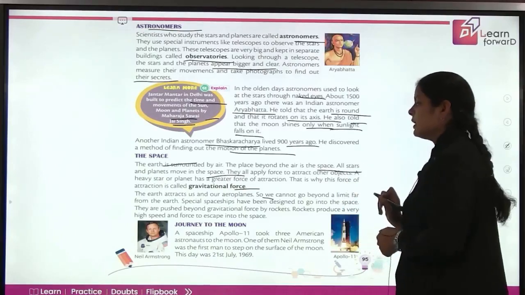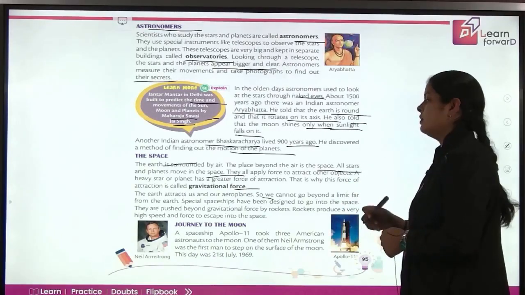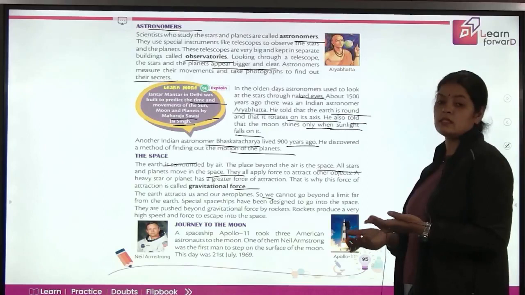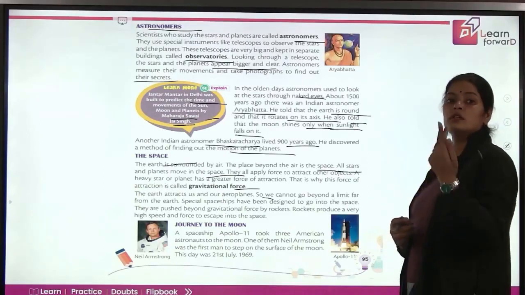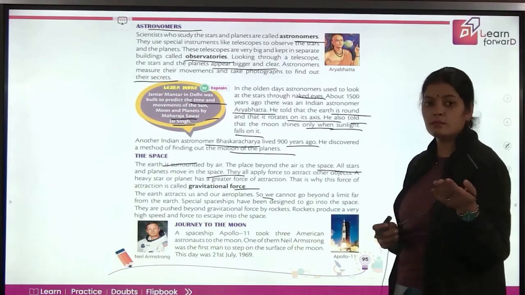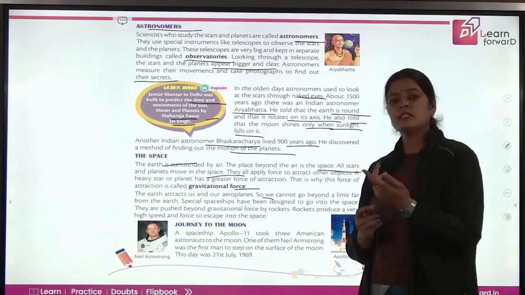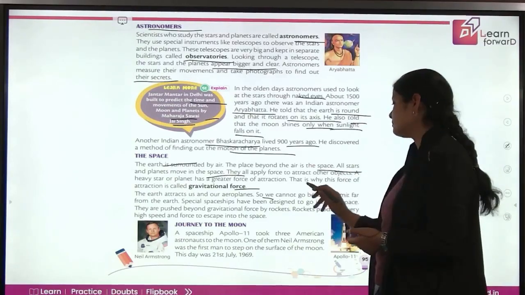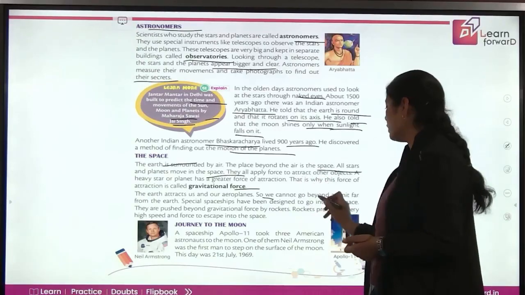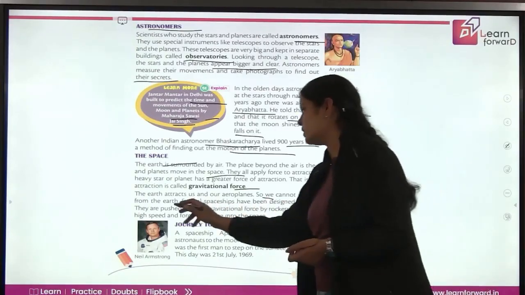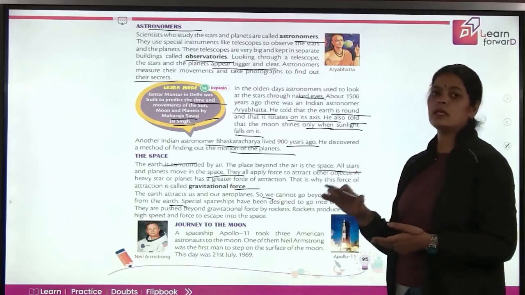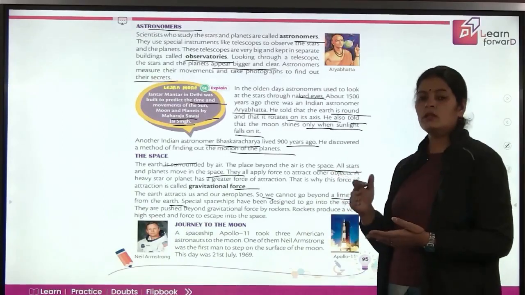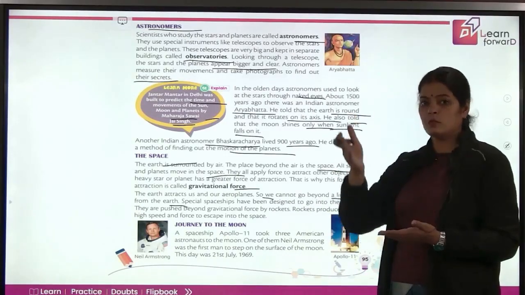Now the earth attracts us and our aeroplanes too. This is the reason why aeroplanes cannot just go to space. They fly upward, but still they do not cross the atmosphere. We cannot go beyond a limit far from the earth, because aeroplanes are not designed to go to space or to cross the atmosphere.